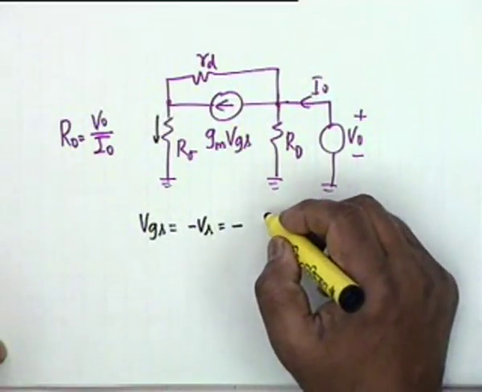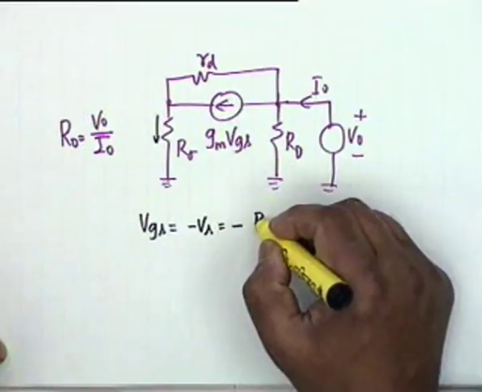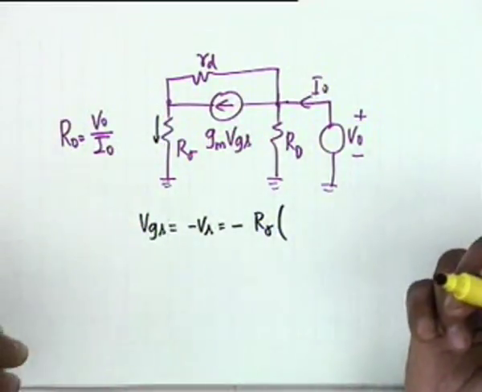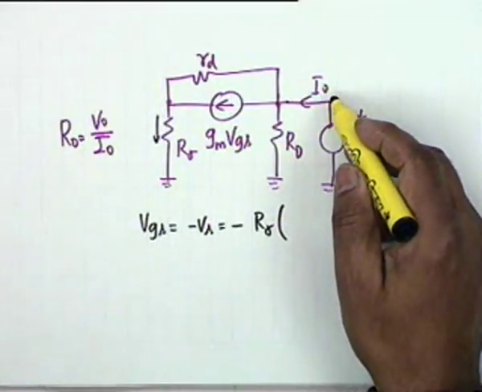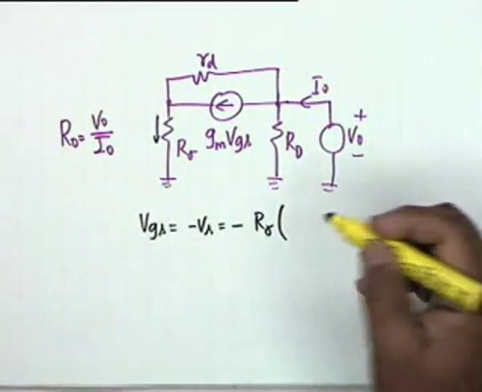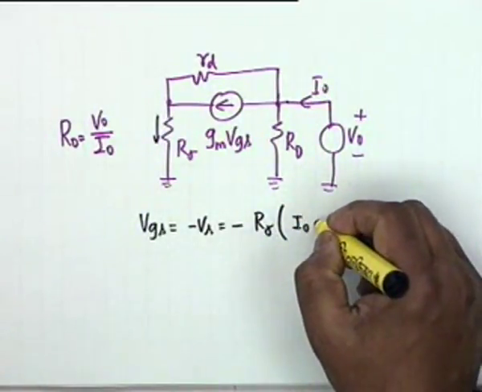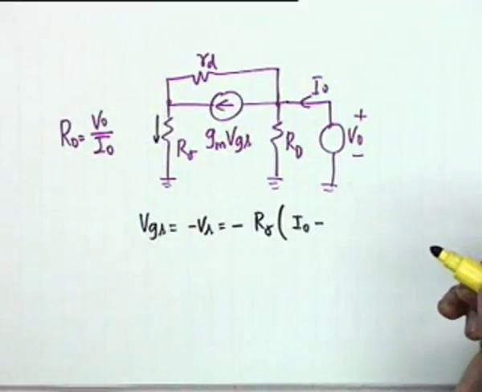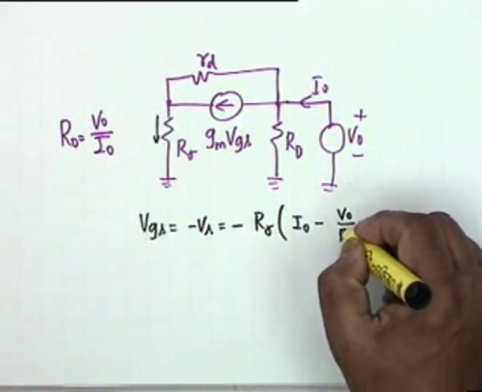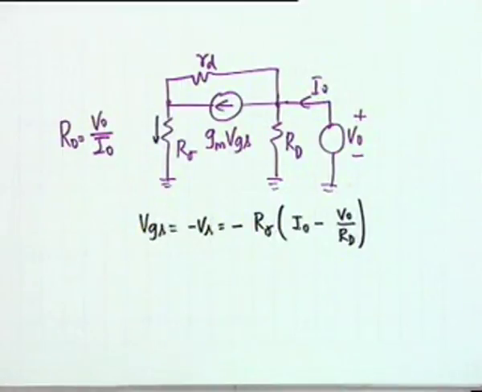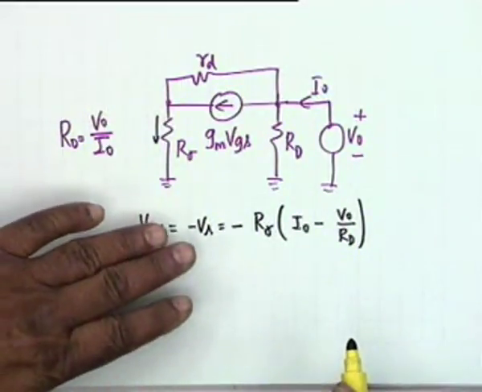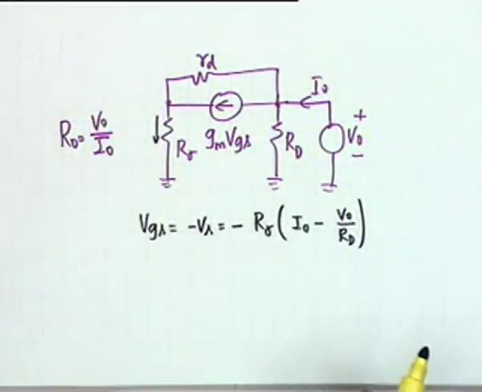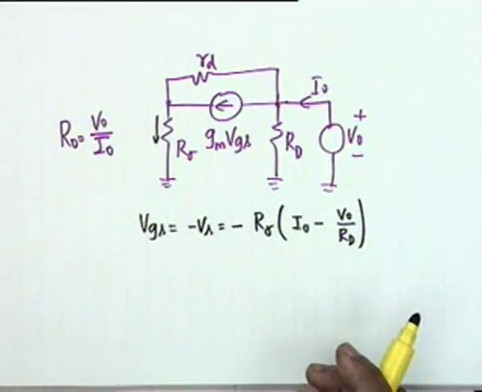V0 to R sigma. It is R sigma multiplied by what is the current? That is what I wanted to know. RD by, in terms of I0 V0, it is I0 minus V0 by RD, that is correct. Alright, so you know everything now in terms of I0 and V0, and therefore you can find out V0 by I0. Is the point clear?